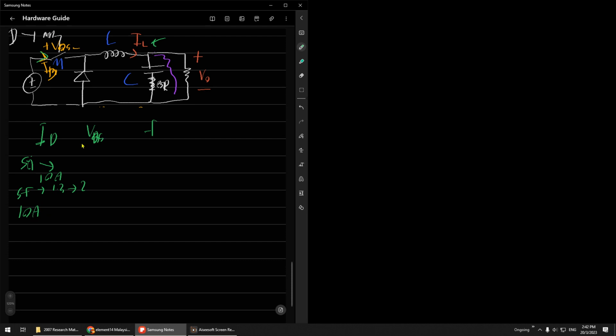So for VDS, you have to measure the voltage across here. So during the simulation, you have to put the voltage measurement.